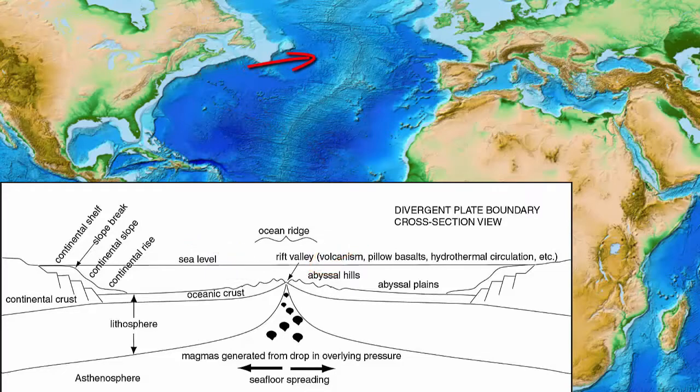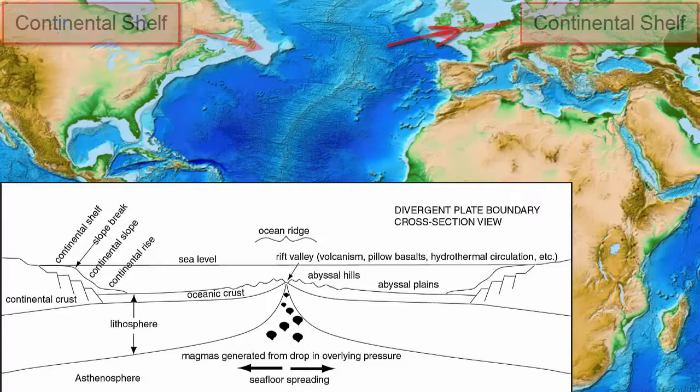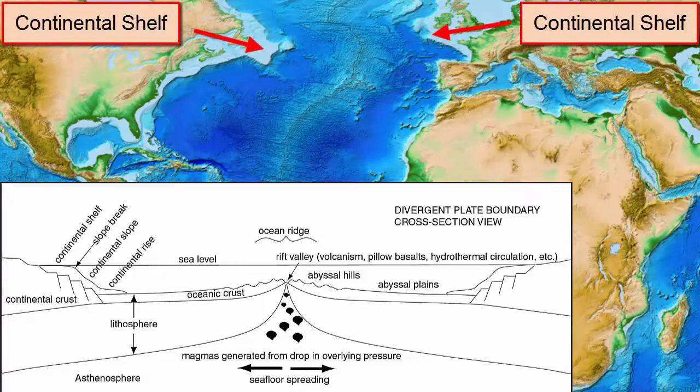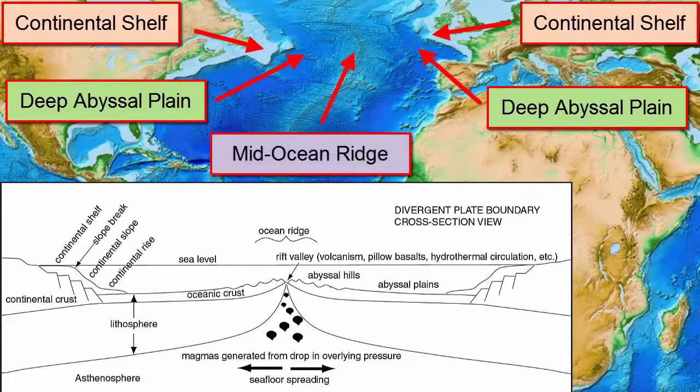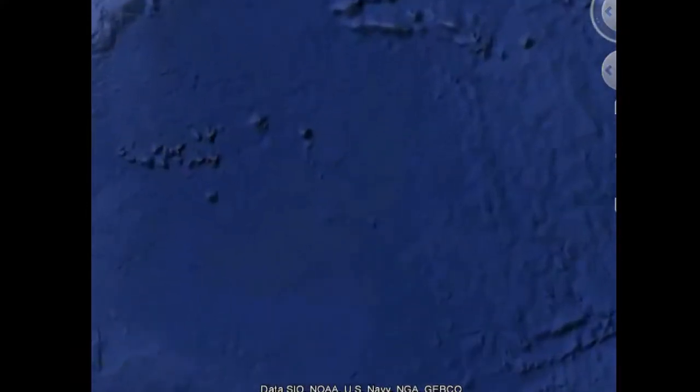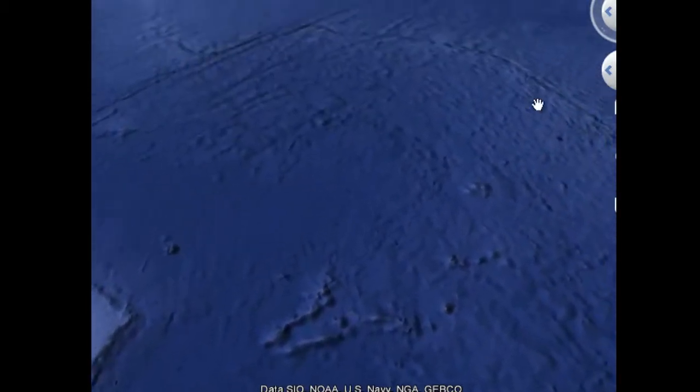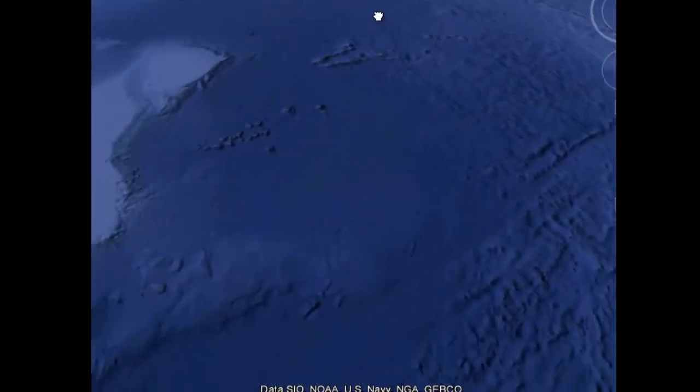Thus, when traveling from New York to London, we'll experience wide continental shelves on both margins, deep abyssal plains, and a mid-ocean ridge in the center. Let's look more closely at the abyssal plains. Why are these the flattest plains on the planet?